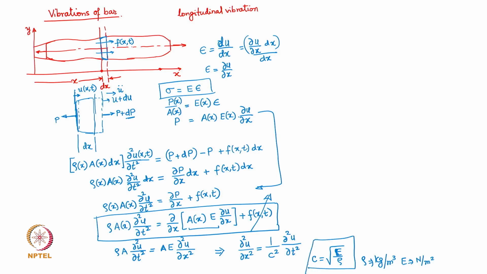Based on this expression, the value of c gets determined for a given material. And again, as we have done for the stretched string case, I can write partial squared u by partial x squared equal to 1 by c squared partial squared u by partial t squared, and then I can write u(x,t) again as two separate functions, one in x and one in time.